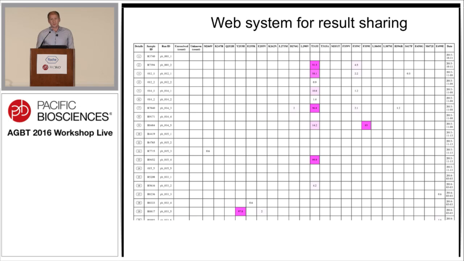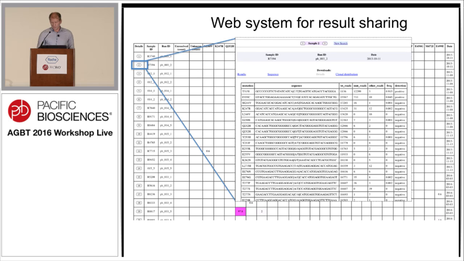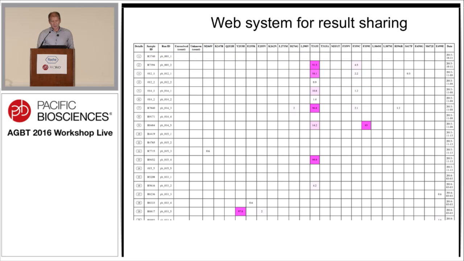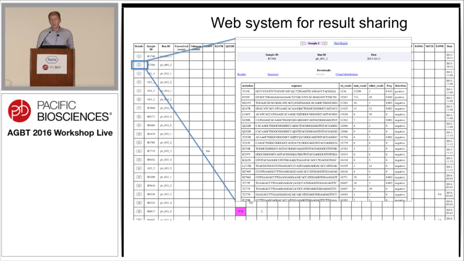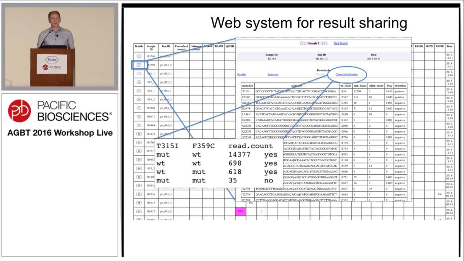We also have a web system for sharing this information back to clinicians. We can upload these results directly into the system. Here as rows we have the different samples that we have been running, and as columns we have different mutations. We can go in and look at one particular sample and get more detailed information. In this case we have 2 positive mutations, and where we have more than 1 mutation, we can also get information directly about the clonality of these mutations.